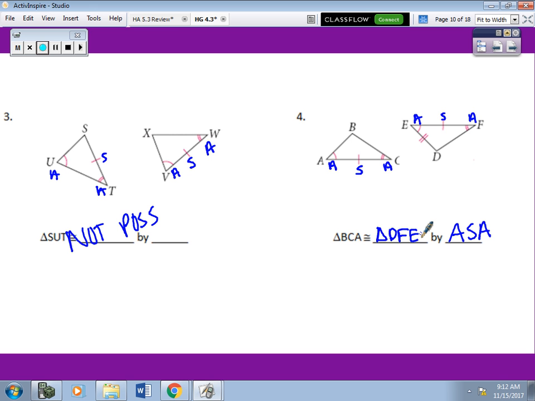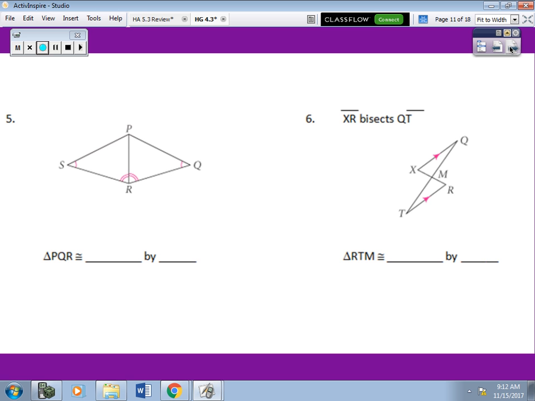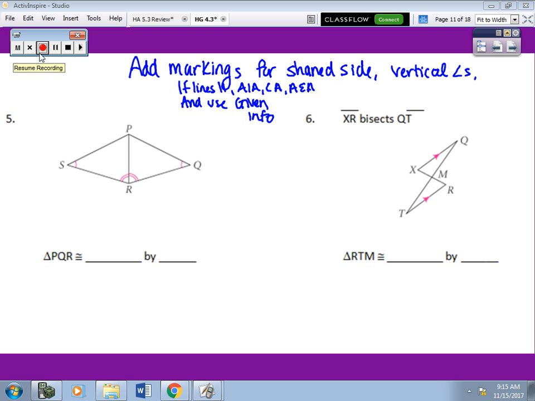Why don't you guys try the next one? You will have some given information. You'll want to mark there based on your knowledge. A lot of you are not marking anything, which is wrong. What should I be marking in the picture? Joseph? A shared side. You know PR is congruent to PR by the reflexive property. If you don't mark that, you're going to put not possible, which is wrong.